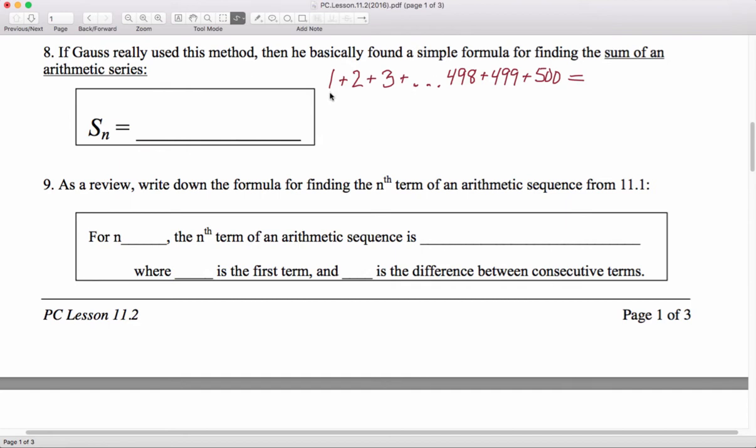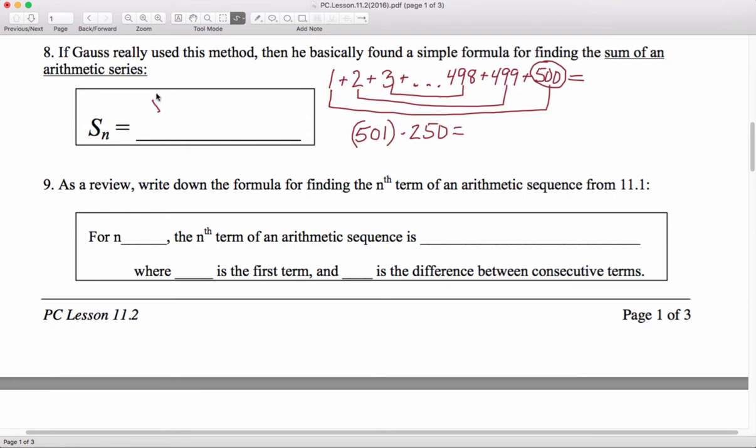Instead of just adding them left to right, he added numbers 1 plus 500, 2 plus 499, 3 plus 498, something like that. Because if you pair up your numbers that way, then every sum is going to be 501. And if you're pairing them up, then you'll have exactly half as many pairs as you do numbers. So if you have 500 numbers, that would be 250 pairs. And that is a much easier calculation for finding the sum than to add them up left to right. Much quicker too. So this is the formula that we actually use then.